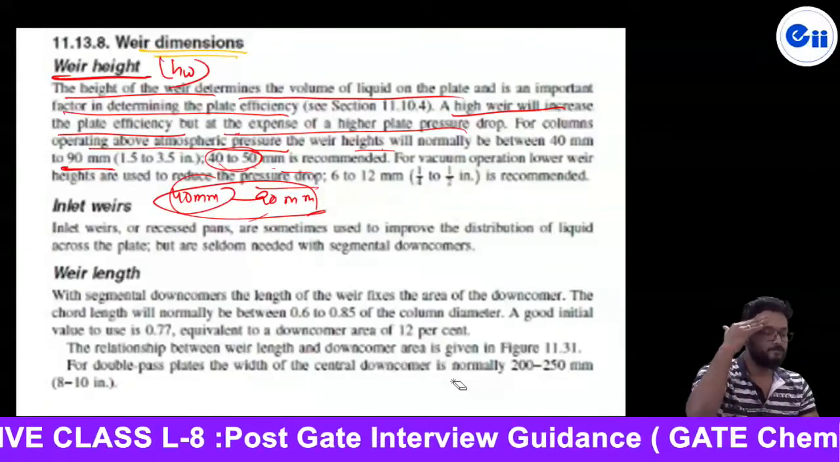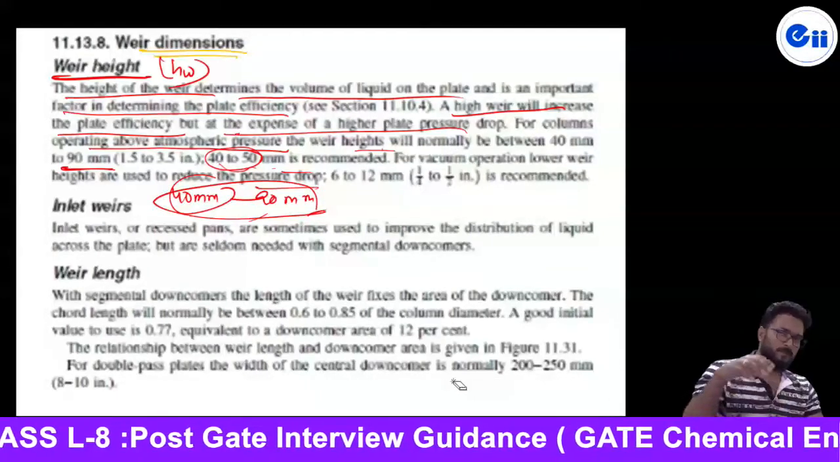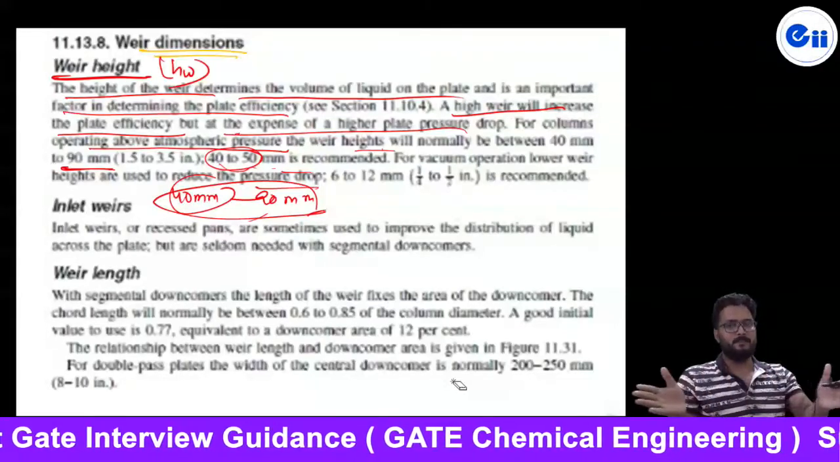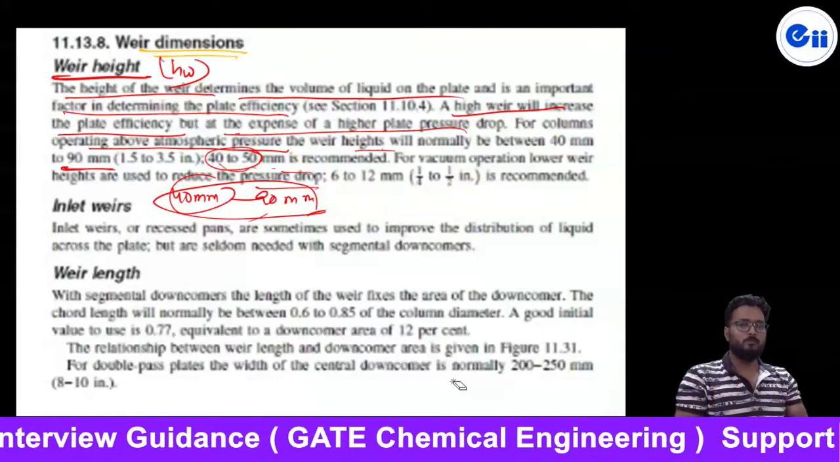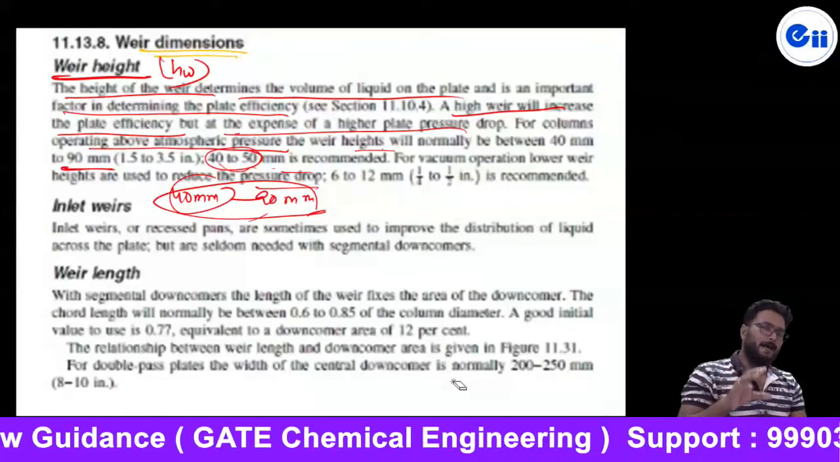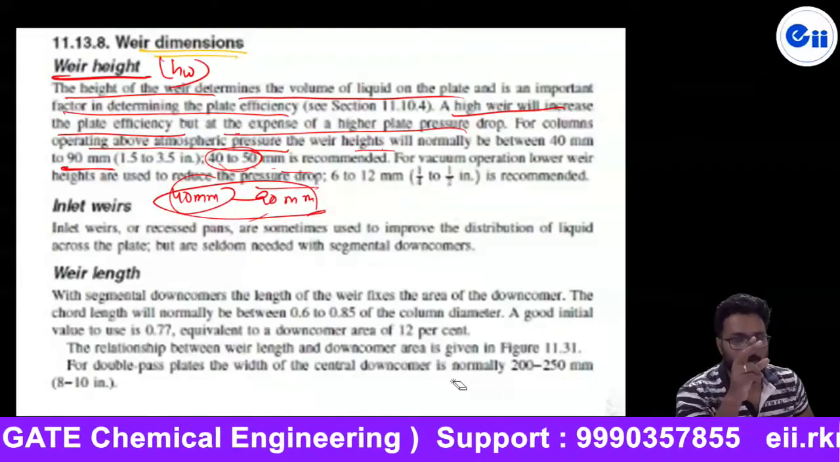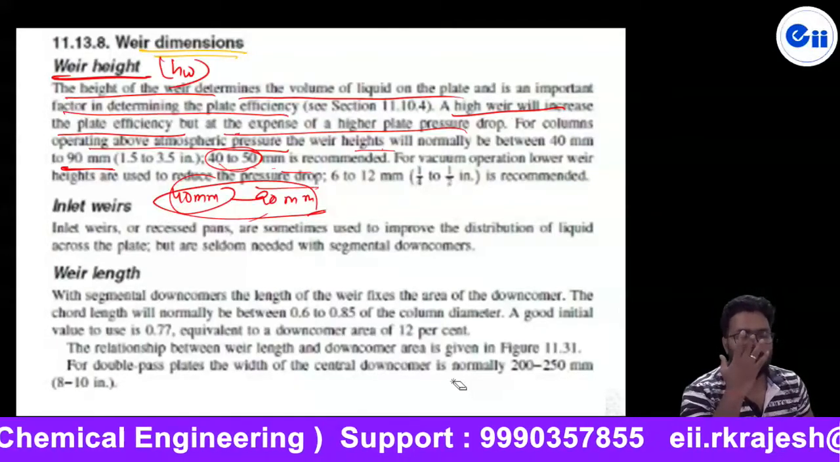Okay? Because in the low pressure column the velocity is enough, and if the velocity is enough, then turbulence will be sufficient so that the efficiency will be high. Then there is no need to go for the high liquid head. High liquid head, it means high weir height, is only required for the column which is going to operate at more than atmospheric pressure.